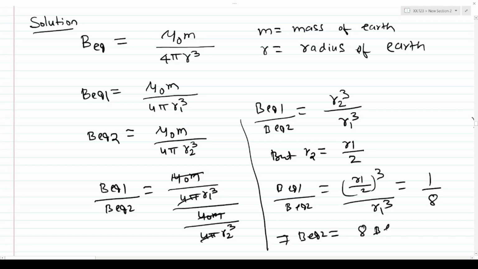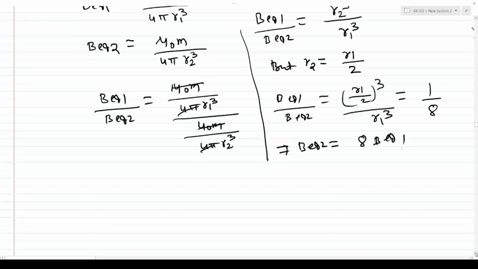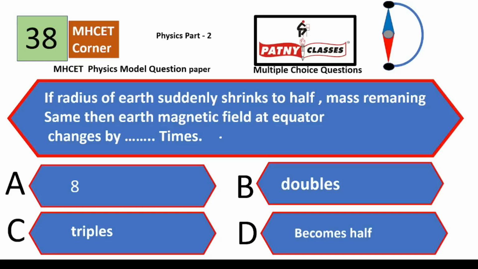Therefore after the radius of the Earth becomes half, the Earth's magnetic field increases by 8 times. Therefore, if the radius of the Earth suddenly shrinks to half, the mass remaining same, then Earth's magnetic field at equator changes by 8 times. Therefore, we lock option A.